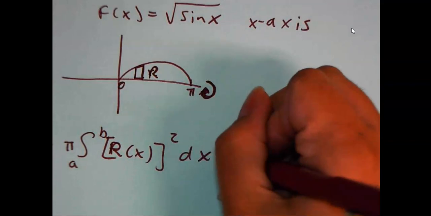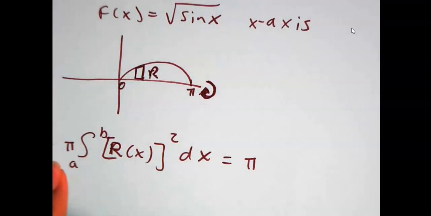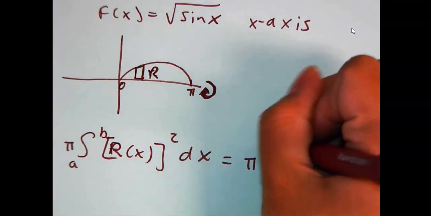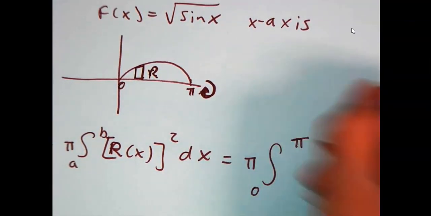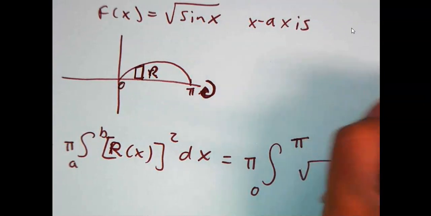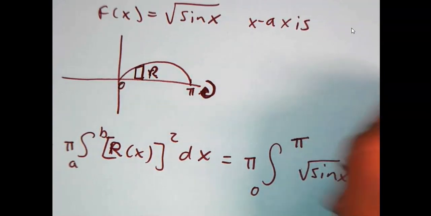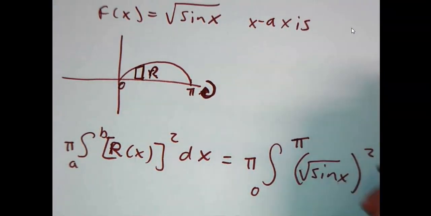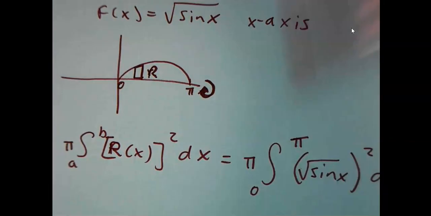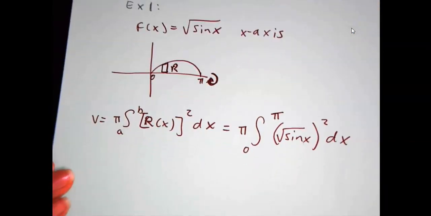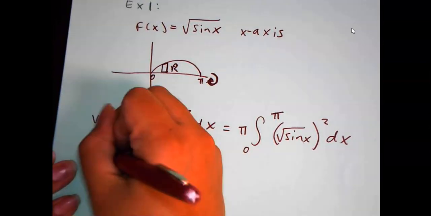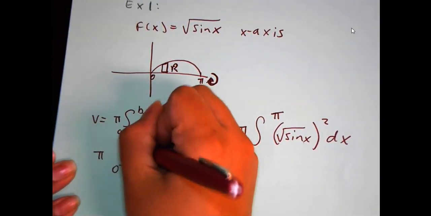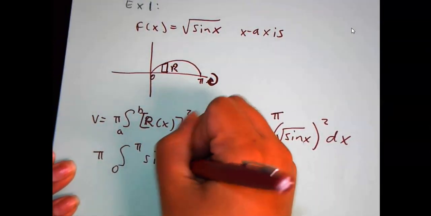So in this case, let's set it up. Pi is always going to be a pi. Our boundaries are from 0 to pi. The function is the square root of sine of x, but I need to square it, dx. Let's simplify. The square root and the square cancel. So from 0 to pi, I have the integral of sine of x dx.